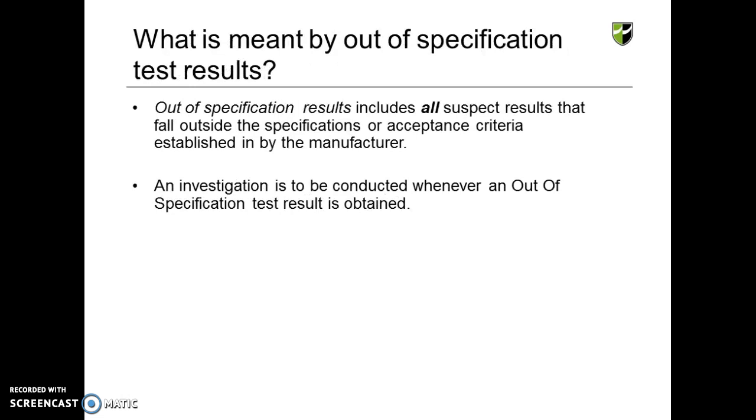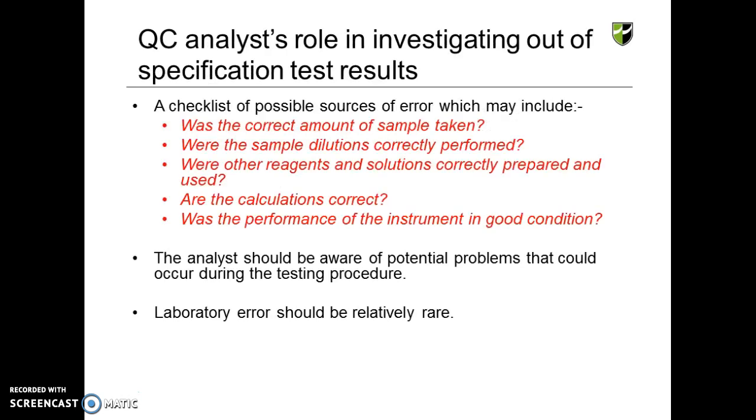What is meant by out-of-specification test results? Out-of-specification results include all suspect results that fall outside the specifications or acceptance criteria established by the manufacturer. An investigation is to be conducted whenever an out-of-specification test result is obtained. QC analyst's role in investigating out-of-specification test results.